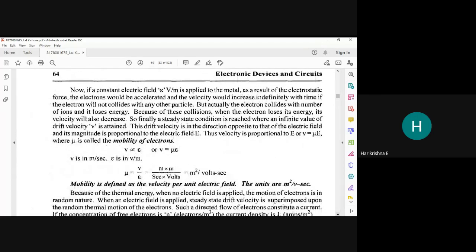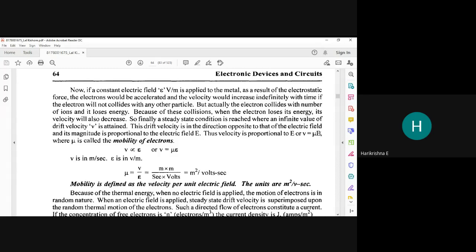The mathematical parameter we are going to discuss today is V. You can see here V is equal to mu into E. V is the drift velocity. Mu is the mobility of either electron or hole. E is the applied electric field intensity.